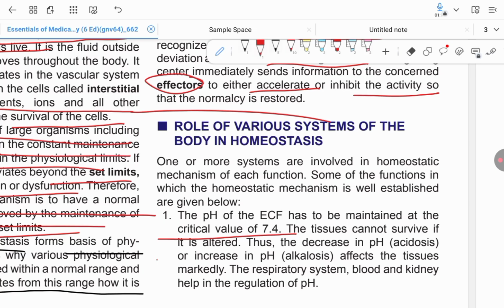When there is a change in the pH from 7.4, the tissue cannot survive. If there is a decrease in the pH, we call it acidosis, meaning there is an increase in the acidic condition. If there is an increase in the pH, we call it alkalosis, hence an increase in the alkaline condition. And the pH is regulated by the respiratory system, blood, and kidney.